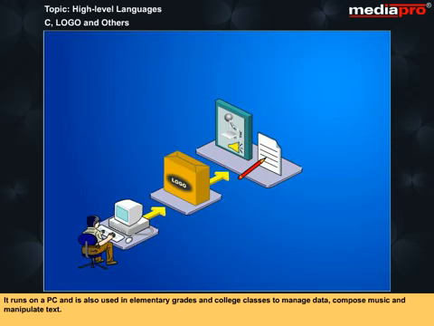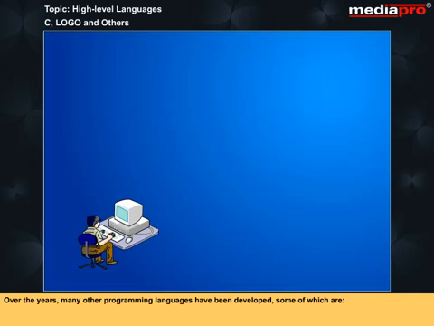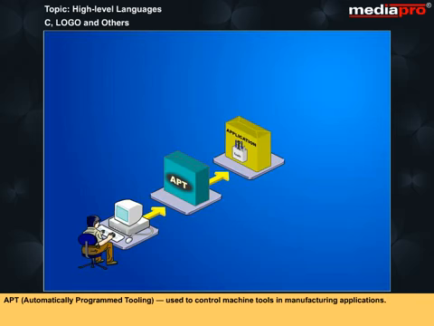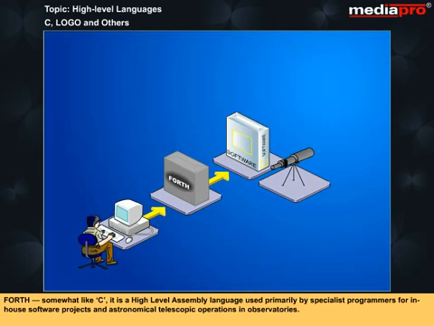Over the years, many other programming languages have been developed, some of which are APL, an interpreter-based language for PC and larger systems capable of performing complex ALU operations with a single command. APT, or automatically programmed tooling, used to control machine tools in manufacturing applications. Forth, somewhat like C, is a high-level assembly language used primarily by specialist programmers for in-house software projects and astronomical telescopic operations in observatories.